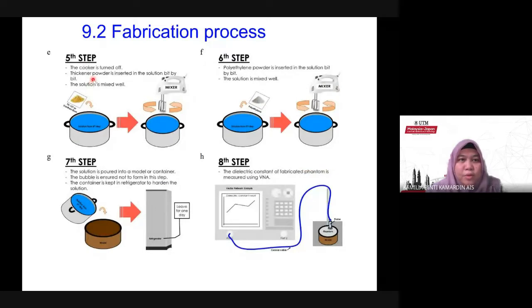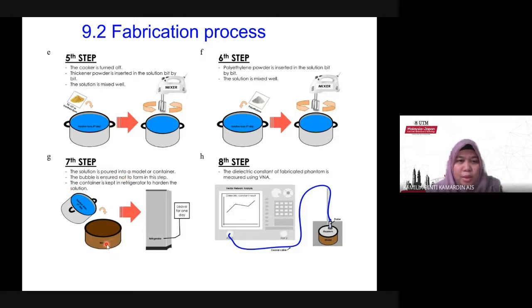And the fifth step is for the cooker to be turned off, and we will add bit by bit the thickener powder and use a mixer to mix the solution well. And the sixth step is to insert the polyethylene powder, the material that determines the permittivity value, and mix it well with a mixer.